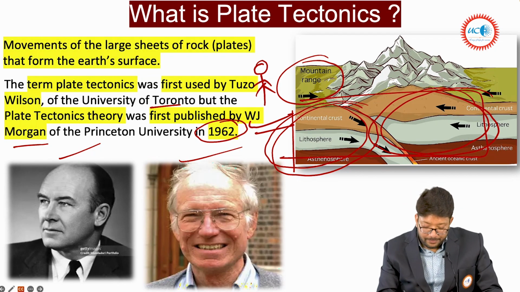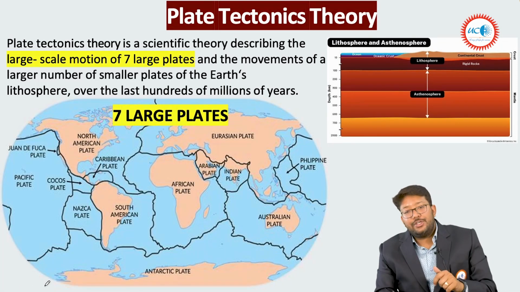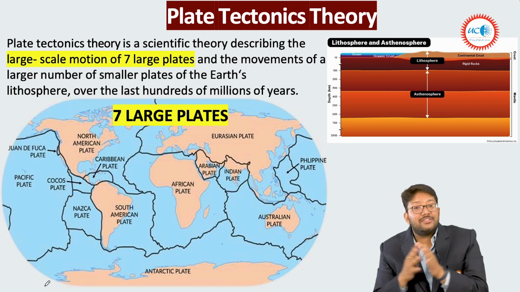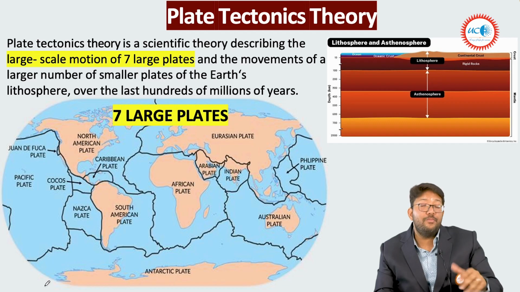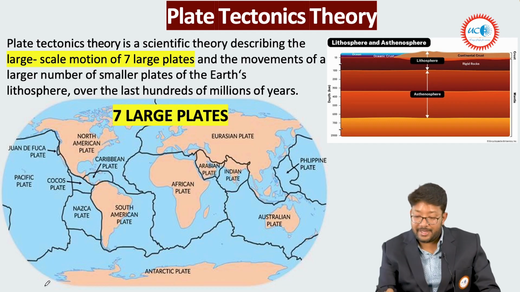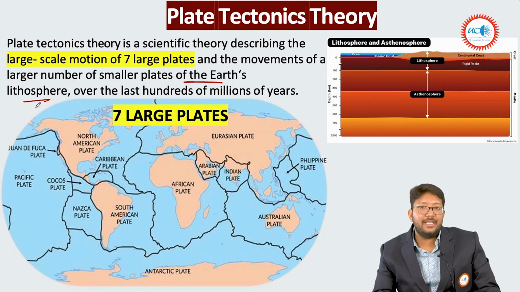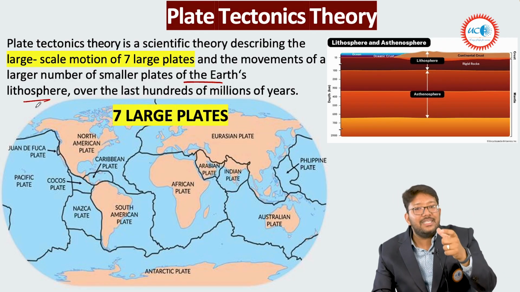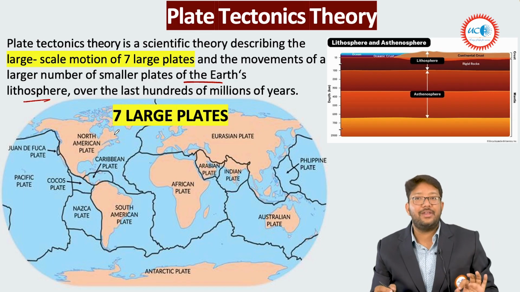Plate tectonics theory is a scientific theory that describes the motion of the seven large plates, and the movement of a large number of smaller plates of the Earth's lithosphere over the last hundreds of millions of years. We will talk about the major and minor plates in another lecture. Right now you should know what the seven large plates are.